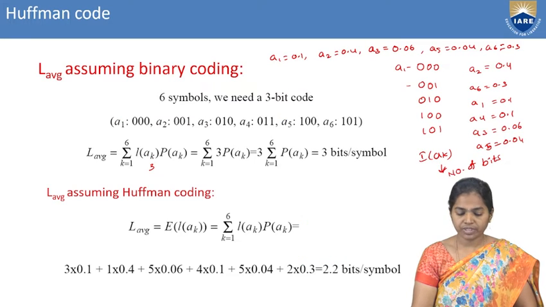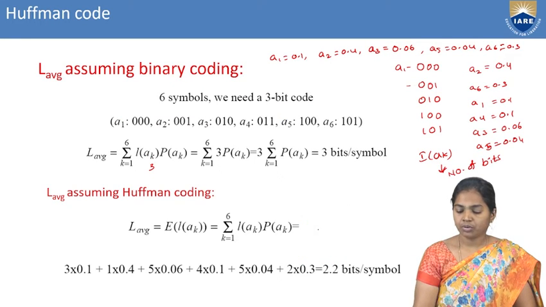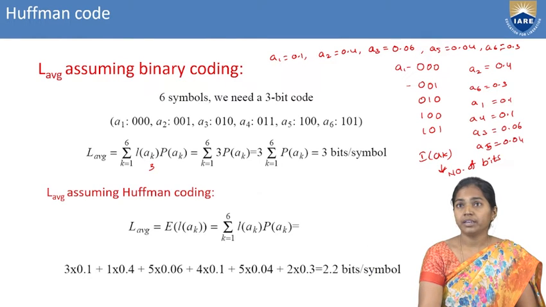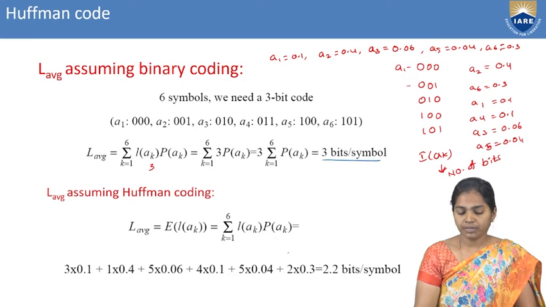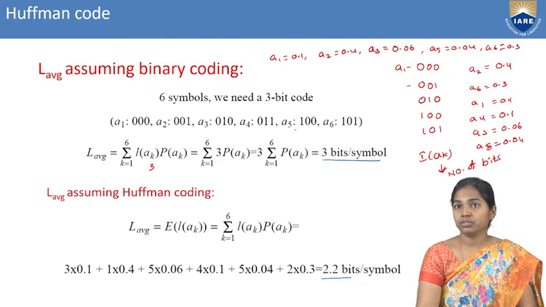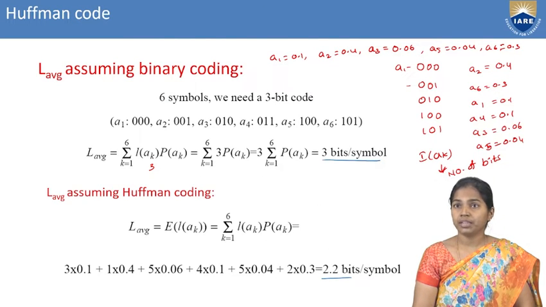Then how many bits are we using here? Total 2.2 bits per symbol. So when we go for binary coding, we are using 3 bits per symbol. But when we go for Huffman coding, 2.2 bits per symbol. So this is a fixed length code, and here it is a variable length code.